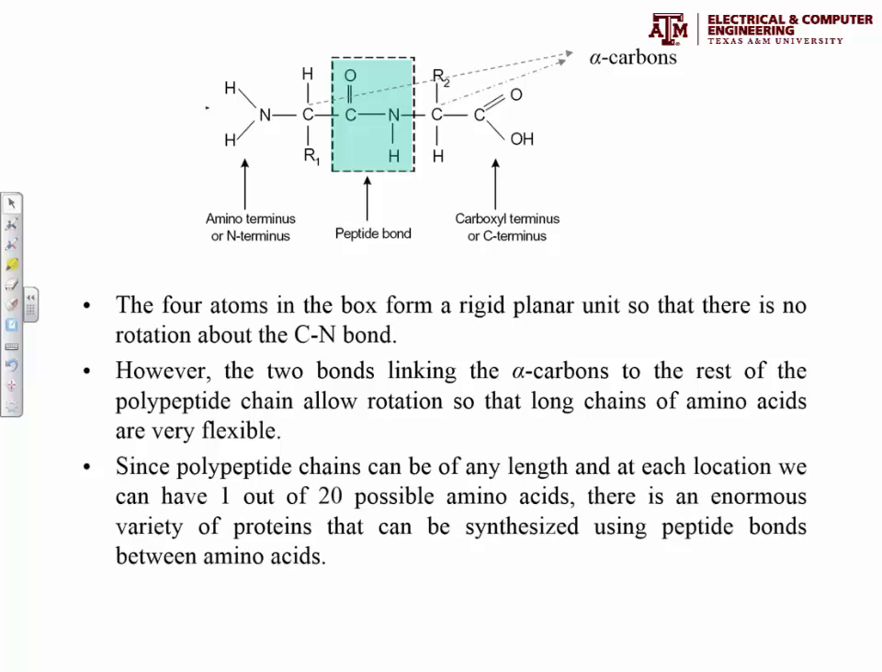So since polypeptides can be of any length, and at each location we can have 1 out of 20 possible amino acids, 20 possible side chains, there is an enormous variety of proteins that can be synthesized using peptide bonds between amino acids, okay? But biologically, the useful proteins are the ones that have a fixed three-dimensional conformation, okay? You do not want something that folds today in some shape and tomorrow in some other shape. If you're looking at hemoglobin in the blood, that has exactly the right shape for binding oxygen, for the job that it is designed to do, picking up oxygen from the lungs, taking it to the tissues for cellular respiration. It has exactly that right shape.